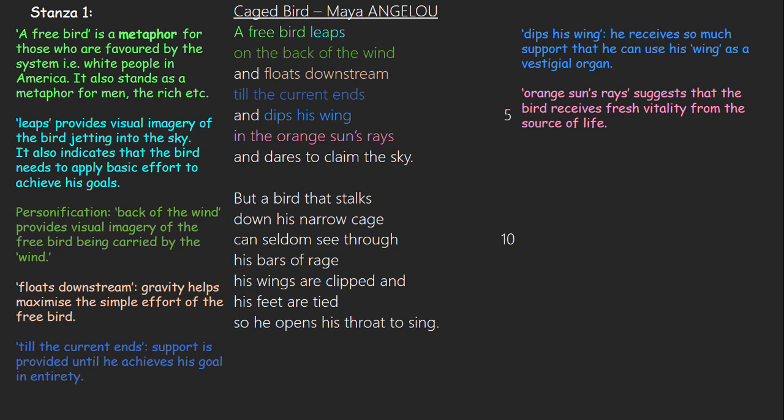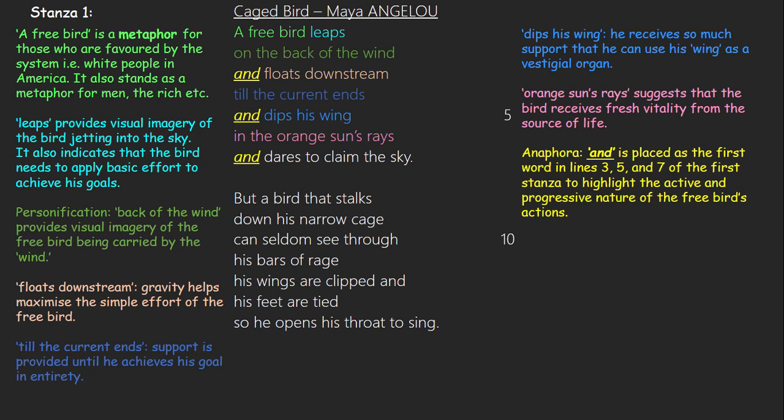It's the same kind of idea that Angelou presents here by telling the reader that the free bird dips his wing in the orange sun's rays. And the words "orange sun's rays" suggest that the free bird receives fresh vitality from the very source of life. The sun is a source of life. It is the sun that allows grasses to grow, and then herbivores consume the grasses, and the whole food chain. So we see here that it gets its source of strength directly from the main source, which is the sun, and dares to claim the sky.